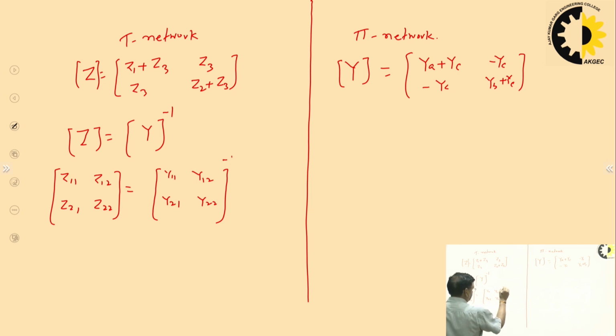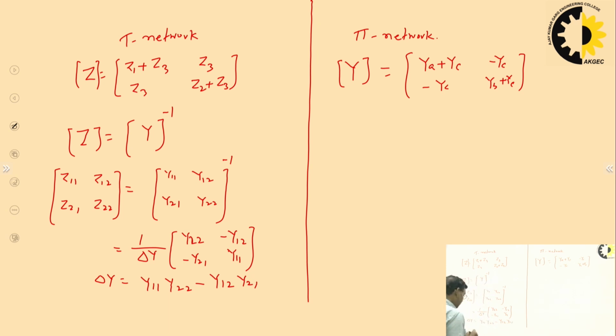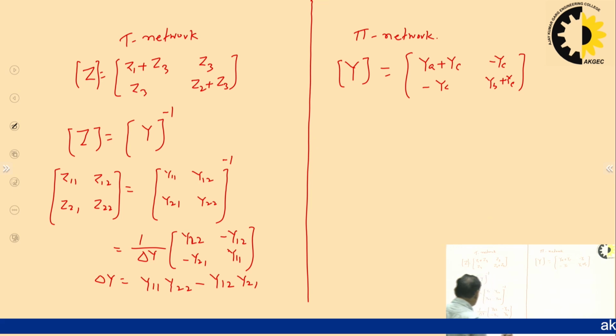So this is the inverse. So this is equal to 1 by del Y, then Y22, then minus Y12, minus Y21, Y11 divided by delta Y. So Z11 is nothing but Y22 upon del Y, and what is del Y? So del Y is Y11 Y22 minus Y12 Y21. Okay.